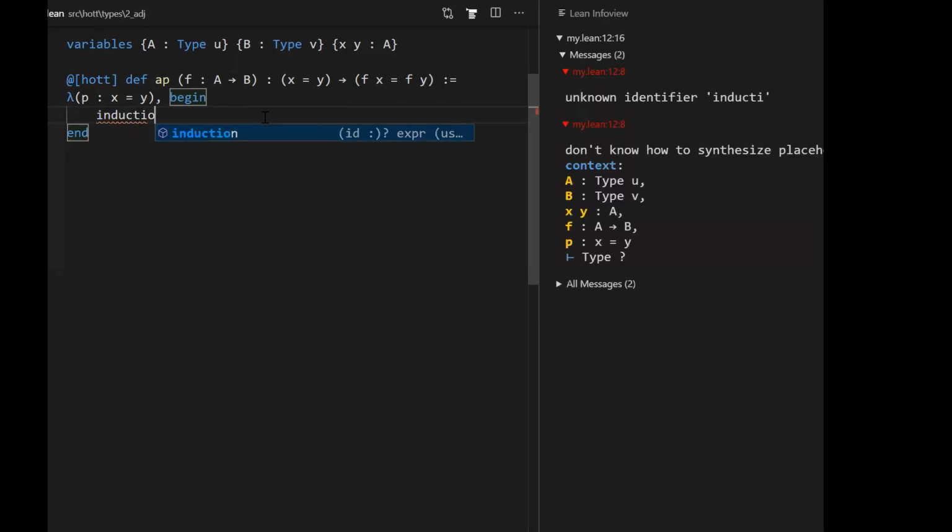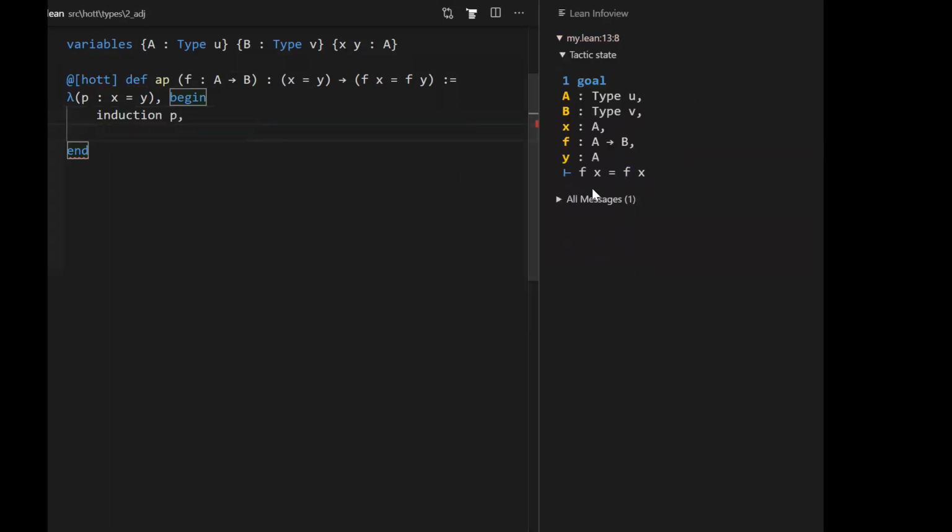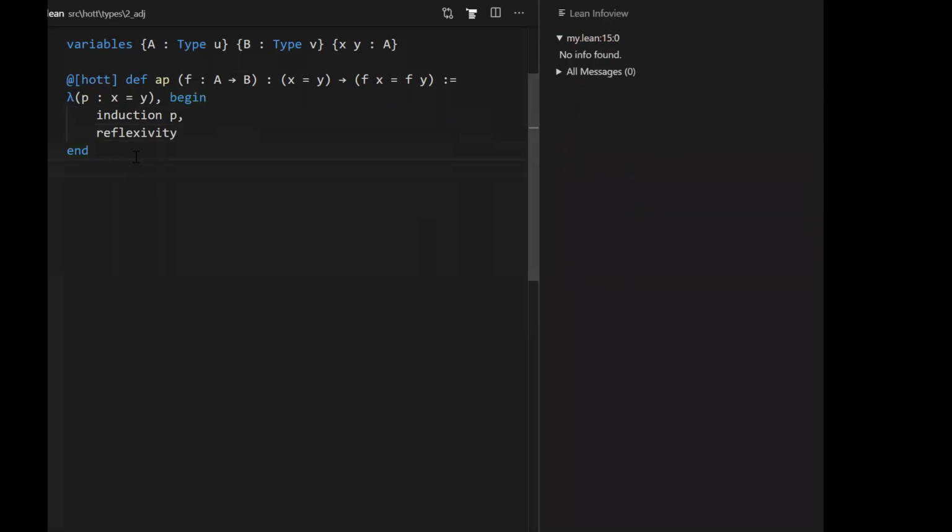So here we want to exhibit a path f x equals f y. How am I going to do that? I'm going to induct on p, which means that our goal is now just a path f of x equals f of x. And that I can just use the good old reflexivity tactic. And there we go. I've defined an AP function.